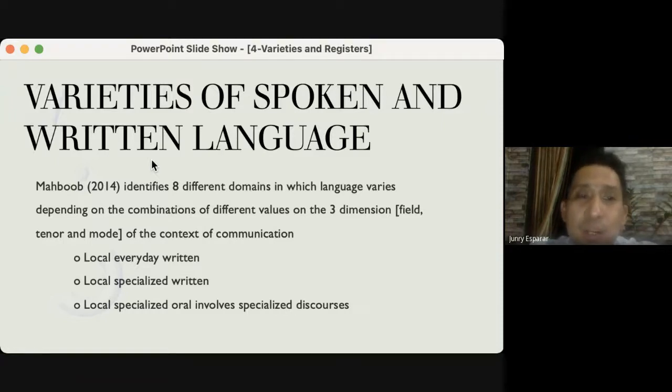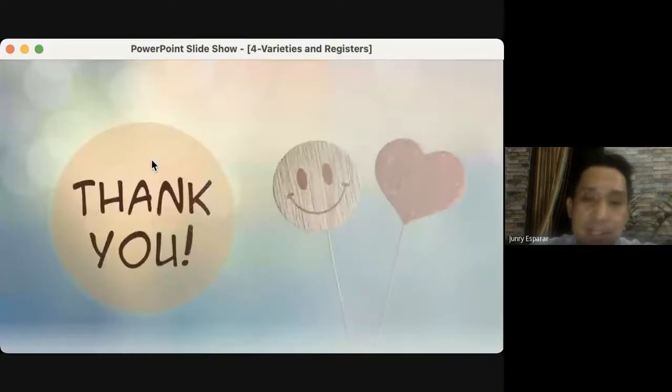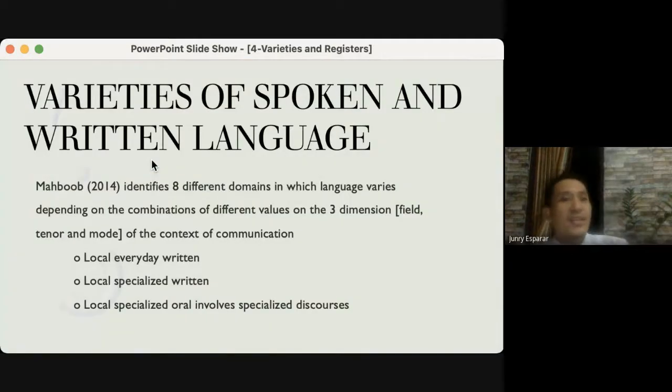We also have the local specialized written, right? It's a different thing. It's a specialized one, which means that it's a little bit formal, right? Local specialized oral involves specialized discourses. Okay, we also have the oral specialized discourses. So these are the 3 dimensions that we have to consider when we are communicating in spoken and written languages.